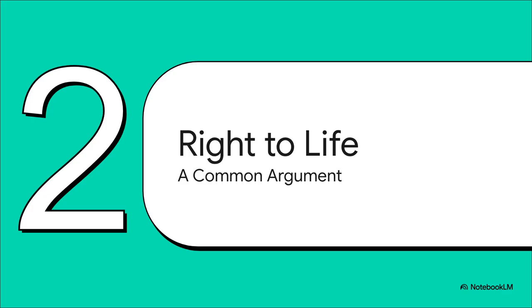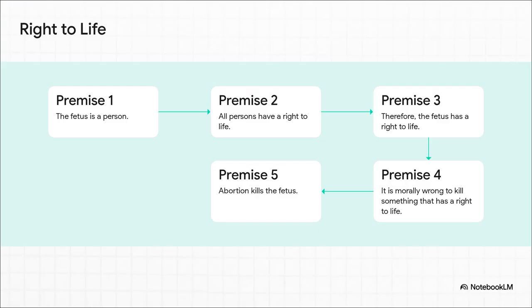This is probably the one you're most familiar with. It's the argument from a right to life. You can see how this is built, right? It's like a logical chain. It starts with a simple premise. A fetus is a person. From there, it says all persons have a right to life. So, the fetus has a right to life. And since it's wrong to kill something with a right to life, and abortion does just that, the conclusion is that abortion must be morally wrong. Seems pretty straightforward, but this is where things get really interesting.